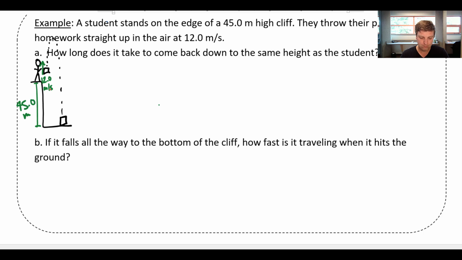Okay. Goes up and comes back down. Now there's 2 questions here, and they're slightly different. So you have to be careful about how we deal with them. The first question is, how long does it take to come back down to the same height as the student? So if I imagine a little imaginary line right here, how long does it take to go up and then come back down and be back at this point right here? How long will that take?